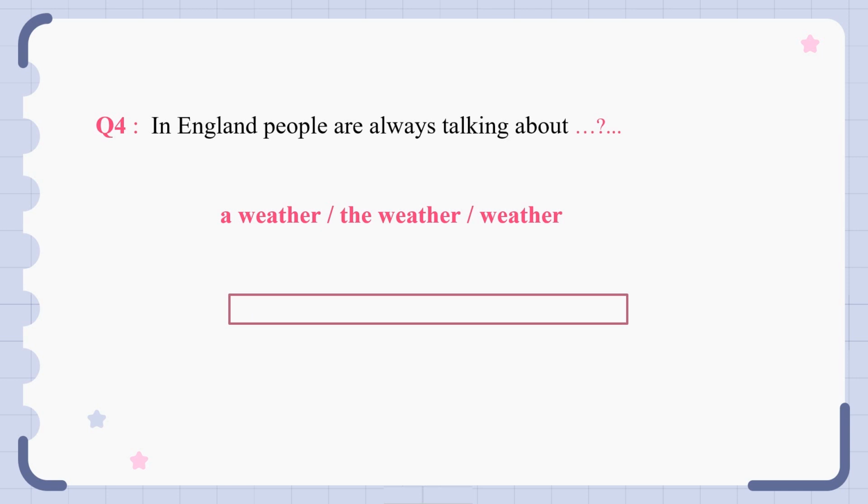Question number 4. In England, people are always talking about a weather, or the weather, or weather. The answer is the weather. In England, people are always talking about the weather. There is only one weather. We use the article the when we have only one thing, like the sun or the moon.